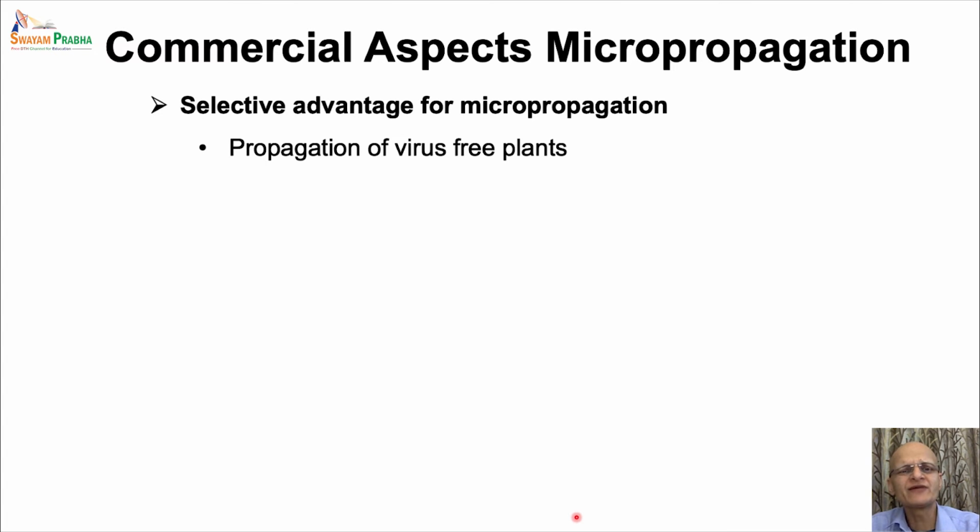So now what could be the various types of selective advantages that can make micropropagation work? One is the propagation of virus-free plants. If most of the stalks are infected with viruses or some other pathogens, micropropagation can be very helpful for creating clones that are virus-free. Other methods of multiplication may not be able to eradicate the viruses from the progeny plants.